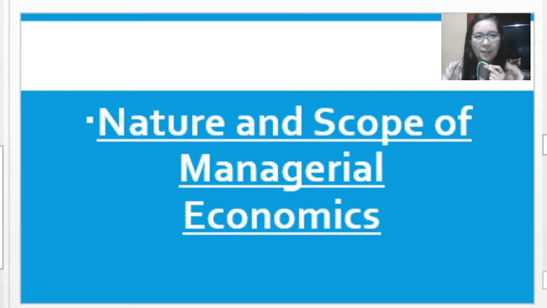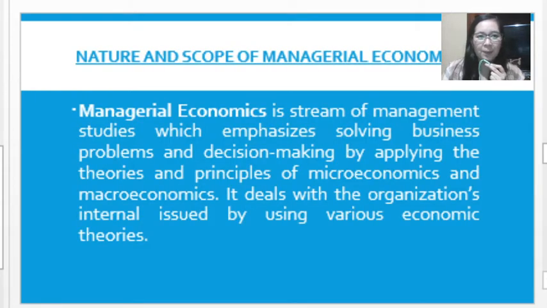Okay, so for the next part of our modules, this is about the nature and scope of managerial economics. Here we define the term managerial economics. When we say this subject or term, this refers to a stream of management studies which emphasizes solving business problems and decision making, where we apply the theories and principles of micro and macroeconomics.